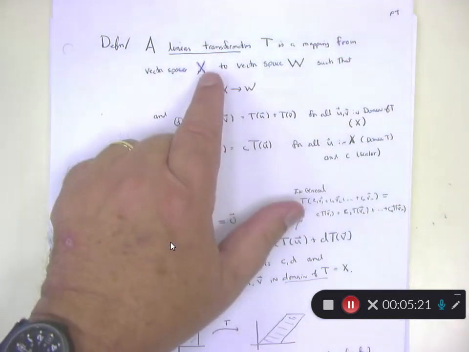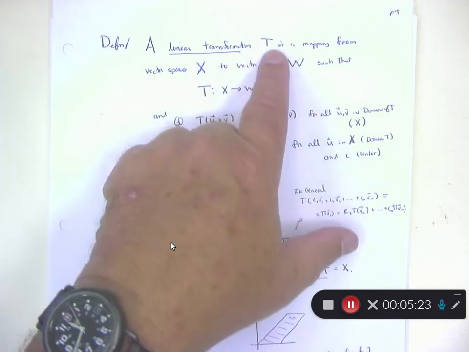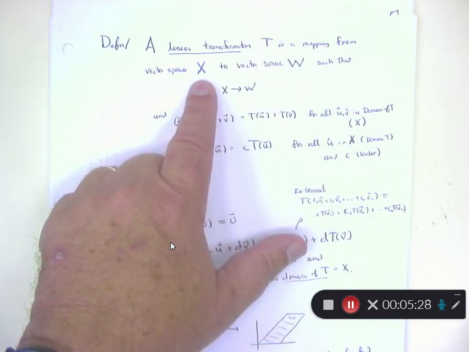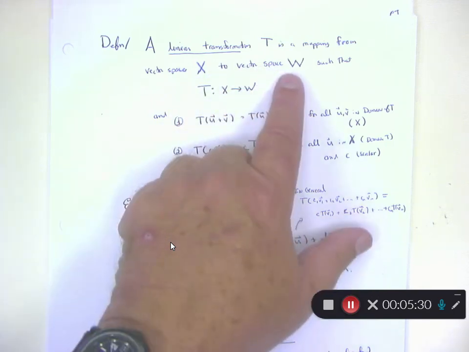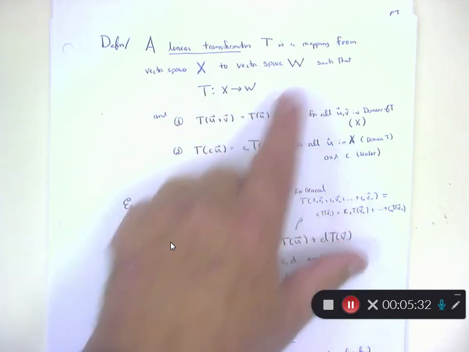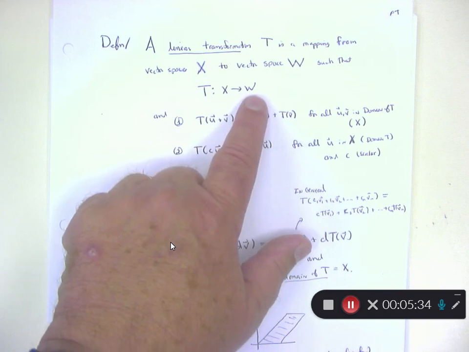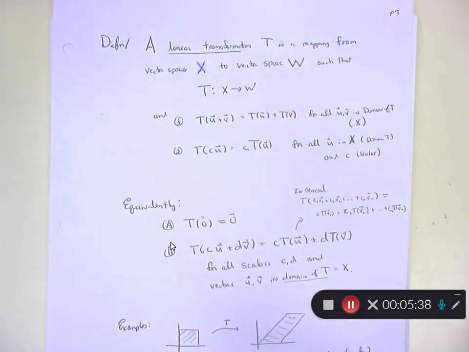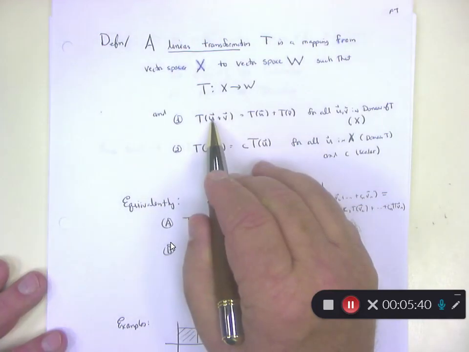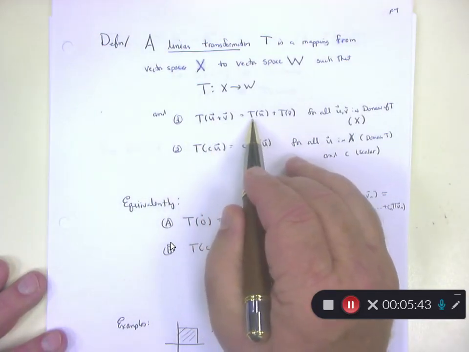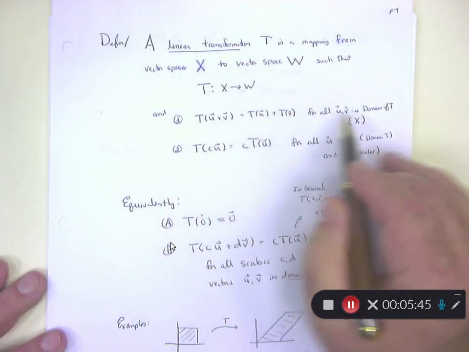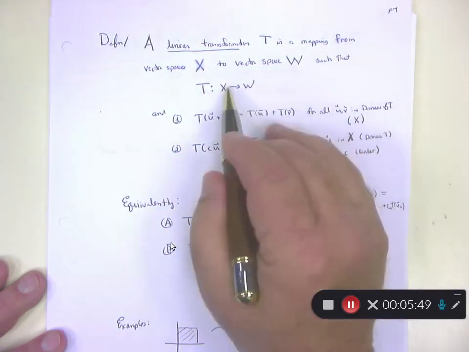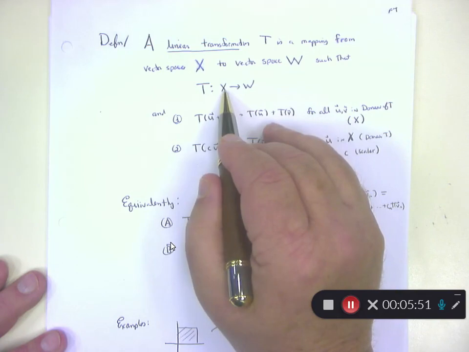But a linear transformation T is a mapping from one vector space, R sub n, I called it X, to another vector space W, R sub m, such that T maps X to W, such that you have two major definitions here. T of vector U plus V is equal to T of vector U plus T of vector V for all U and V in the domain of T. These are in the X vector space.